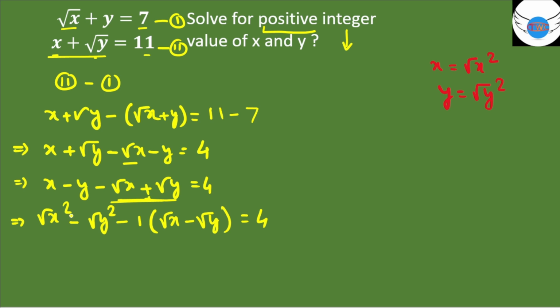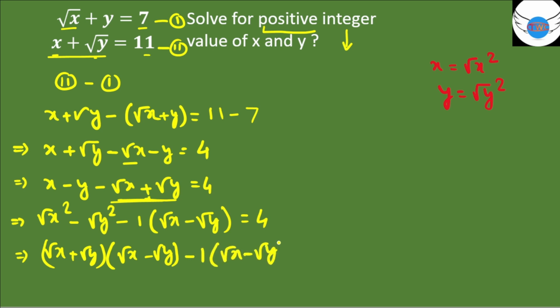Now it is in the form of a squared minus b squared, and the formula for it is a plus b multiplied by a minus b. So we'll write square root x plus square root y multiplied by square root x minus square root y, and here we write negative 1 common, square root x minus square root y, that is equal to 4 on the right-hand side. Now we have two expressions. From these two expressions we will take square root x minus square root y common.